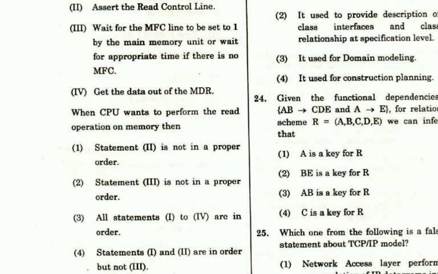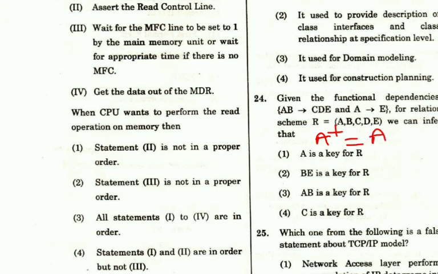Next one. Given the functional dependencies AB to CDE and A is related with the E. For relation schema R equals to A, B, C, D, E, we can infer that. So here given the different functional dependencies, we need to find out which one will satisfy. We need to find a minimal set of attributes that can determine all attributes in the relation R. So here A is a key for R, so we'll find out the A closure. So A closure is A only, A itself only.